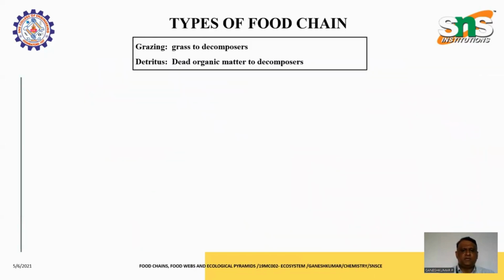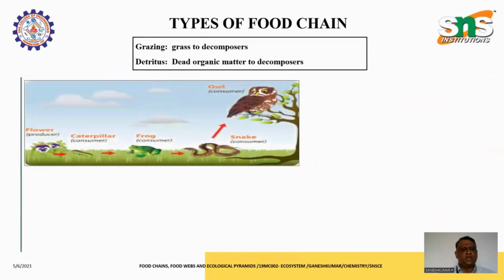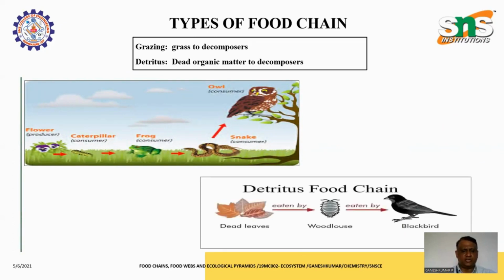So, what are the types of food chain? One is the grazing food chain, from grass to decomposers. The grass is eaten by a caterpillar, the caterpillar by the frog, the frog by the snake, the snake by the eagle. Another one is the detritus food chain, where the end product, the dead organic matter, decomposes. Dead leaves are eaten by woodlice and they are eaten by the bird.